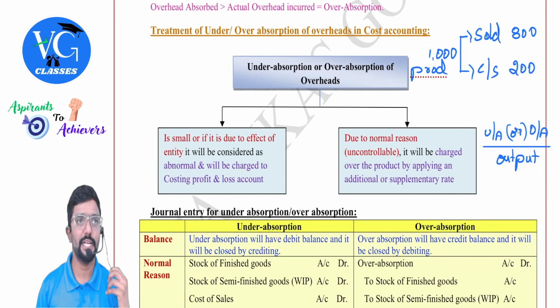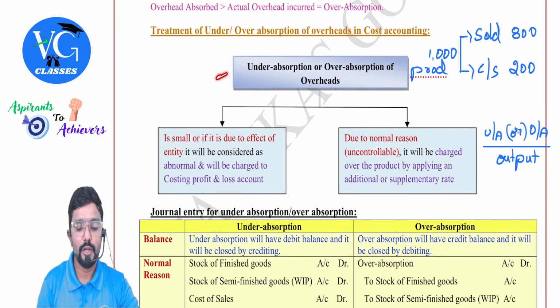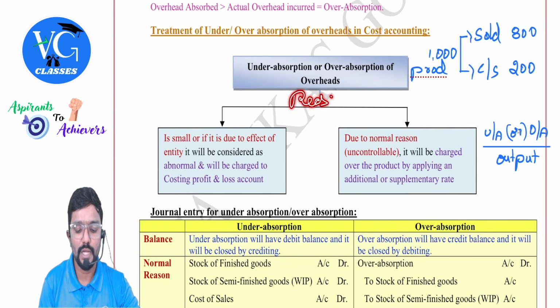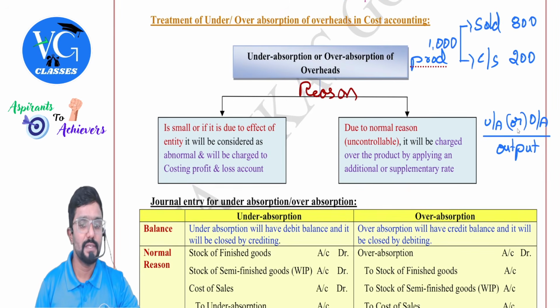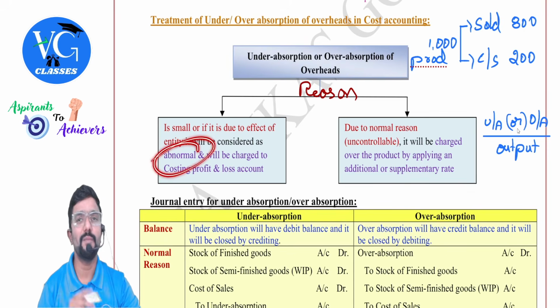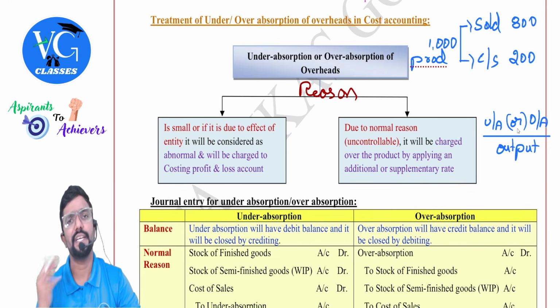Now treatment. Treatment is also important because you can get a numerical question on this. Under absorption or over absorption of overhead: first try to figure out the reason. Sir, what is the reason for it? If the value is small or if it is due to abnormal reasons, meaning I would have avoided it, but still it happened due to my negligence.